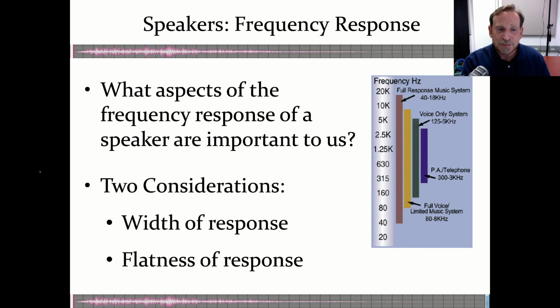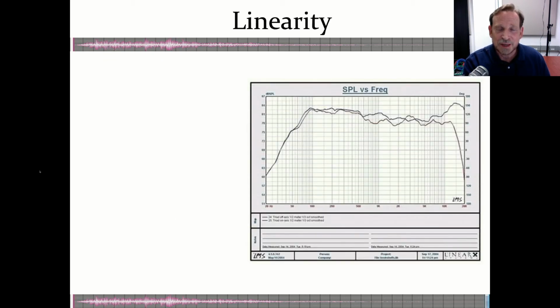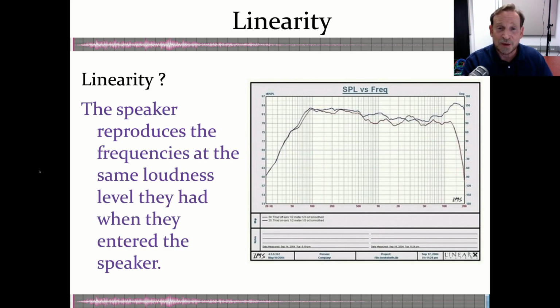Now, width of response covers that range of frequencies. The flatness of response captures that linearity. And so that's where we want to get to this point. So linearity is essentially just like our frequency response for microphones. It's showing us how efficiently a speaker system is reproducing frequencies across the spectrum from 20 to 20K.